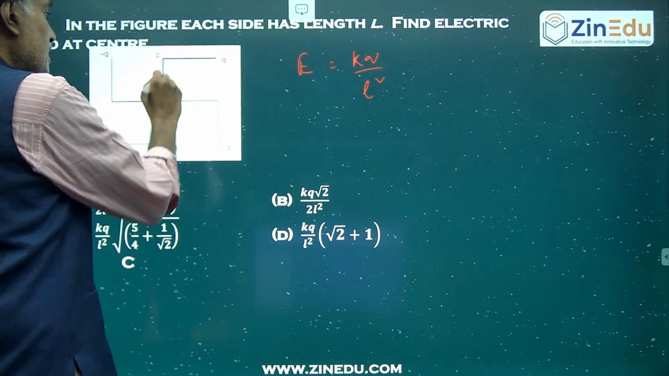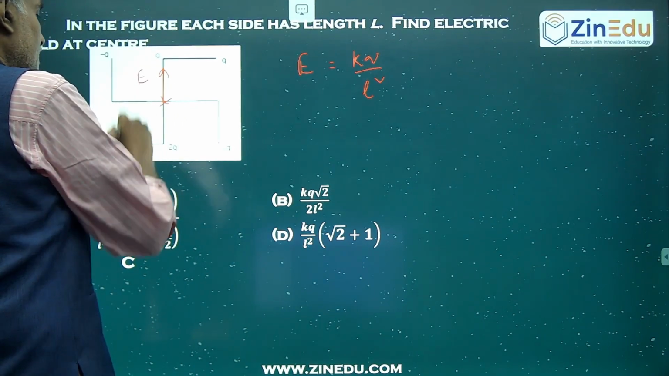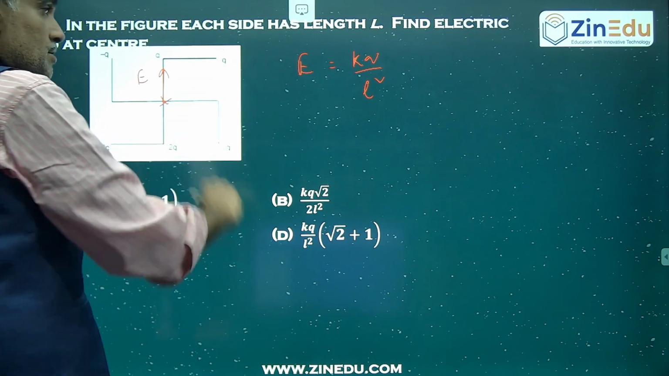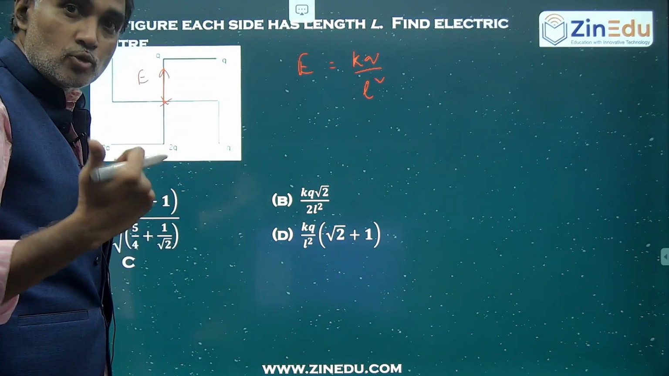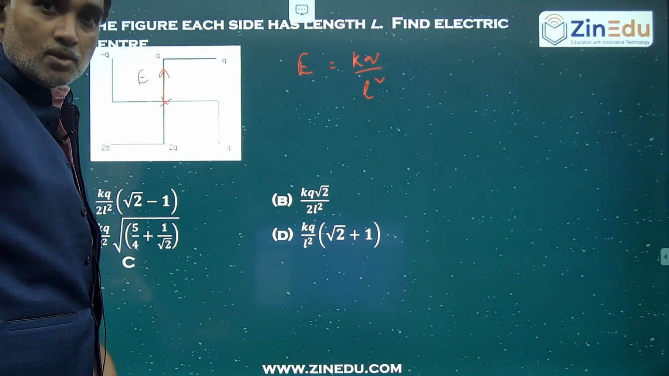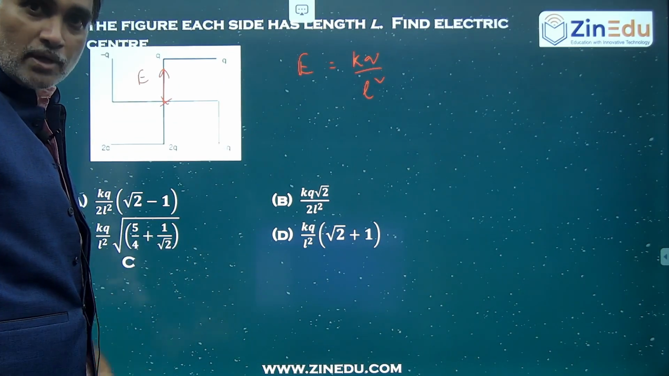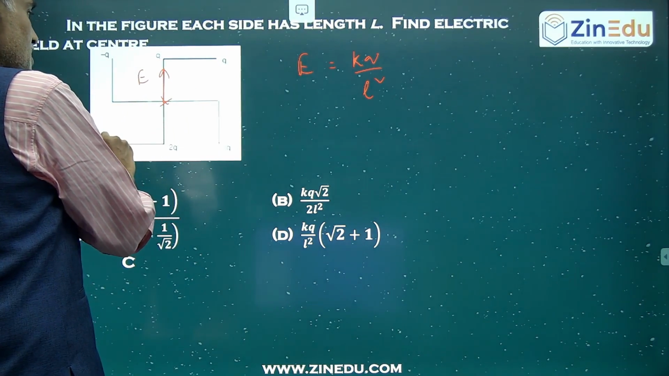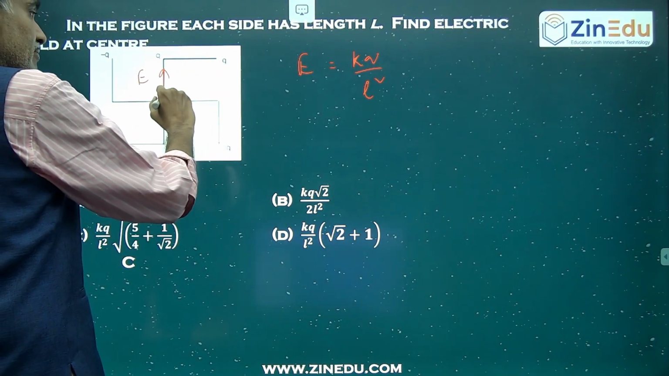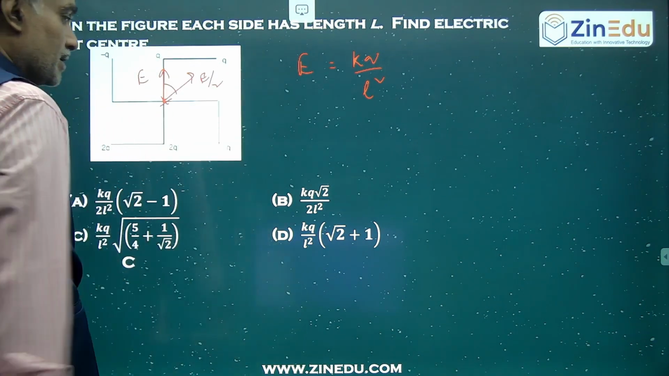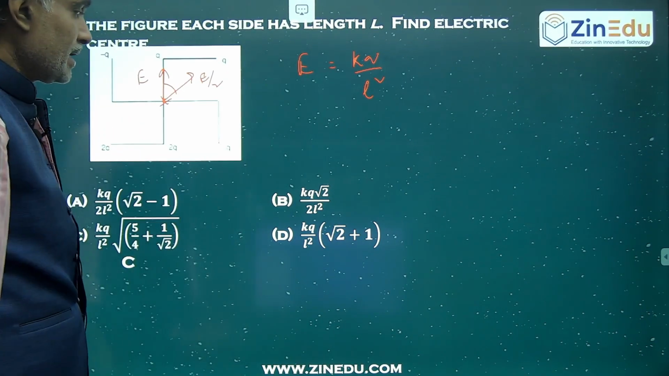So the resultant electric field is in the upward direction. Similarly, due to these, because this distance is how much? Root 2 L, so the electric field is root 2 times smaller. Charges are the same, but the distance is root 2 times greater, so the electric field is smaller. So due to this, E by 2 in this direction, and due to this, E by 2 in this direction. So the resultant will be E by 2 in this direction. That's all. The angle is 45 degrees. So then you can find the resultant.